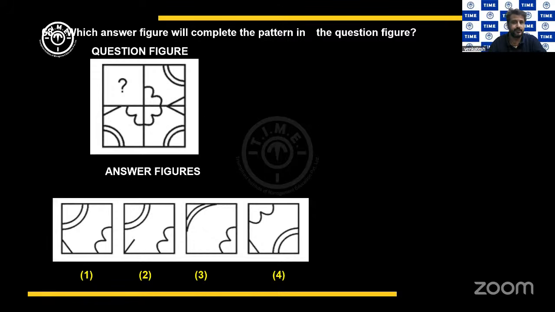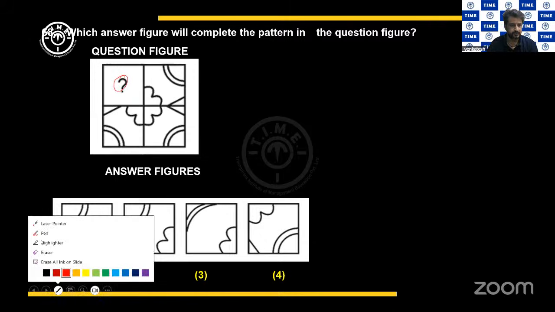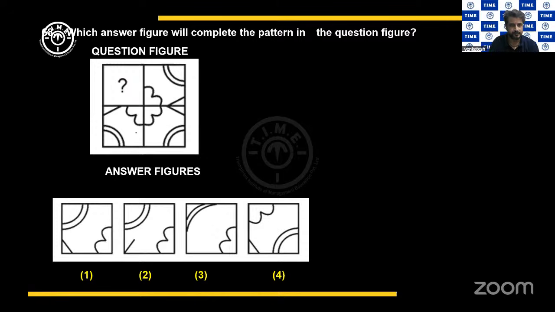Well, try this one. Figure completion. For each of the models, we have taken one question. Which answer will complete the pattern in the question figure? So we have to find out what will come in the place of the question mark. So how to find out? Simple. Everywhere the pattern is two lines given at the corner. So here also the two lines should be at the corner.